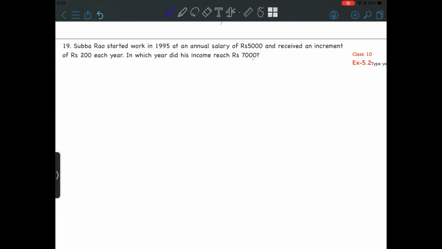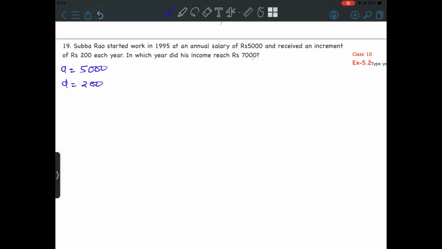This says that Subba Rao started work in 1995 at an annual salary of rupees 5,000 and received an increment of rupees 200 each year. In which year did his income reach this much, right? So we know that this is a question of AP. So the first term, right? The first annual salary of his was A is equal to 5,000, right? And because there's an increment of rupees 200 each year, it means that that becomes the common difference because that is how the salary is increasing every year. So that gives us the value of common difference, that is 200.